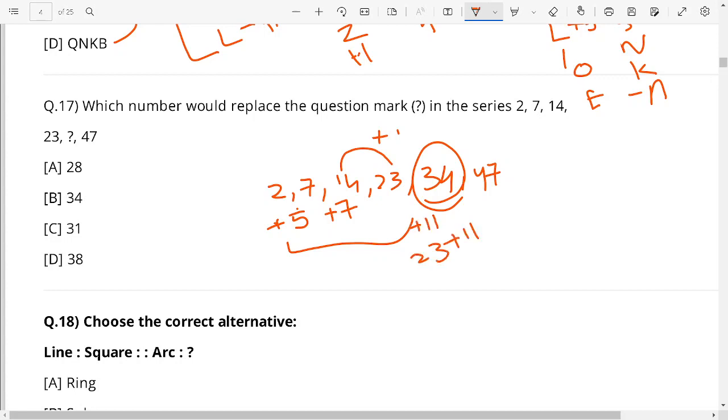So after 11, what is the odd number? 13. So 34 plus 13 will be 47, right? This is how you have to look for the pattern in these number series. It follows the same for the letter series also, right? So the right answer will be 34. That is, B is the right answer, right?